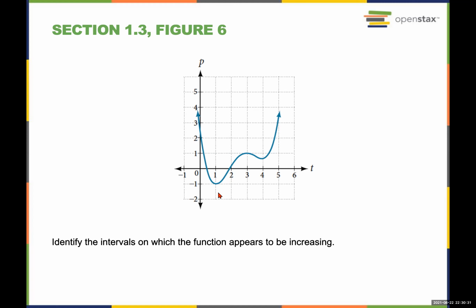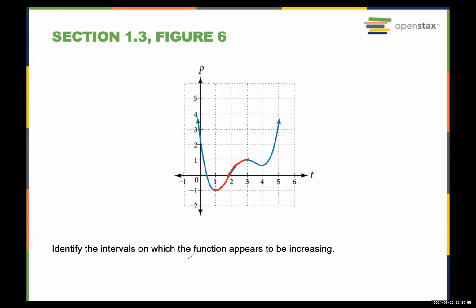The next one is finding increasing and decreasing intervals on a graph. Take a look at the graph, figure number 6. Identify the intervals in which the function appears to be increasing. So it appears to be increasing from here to here. Do you agree? So that is from 1 to 3, and this part, that is from 4 to positive infinity. So based on the graph, those are the intervals where it appears to be increasing.